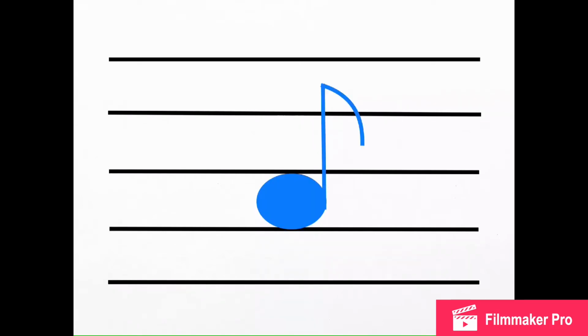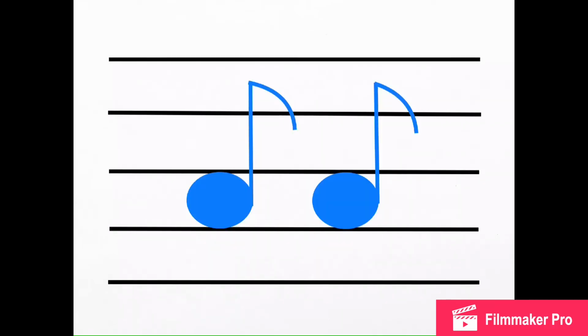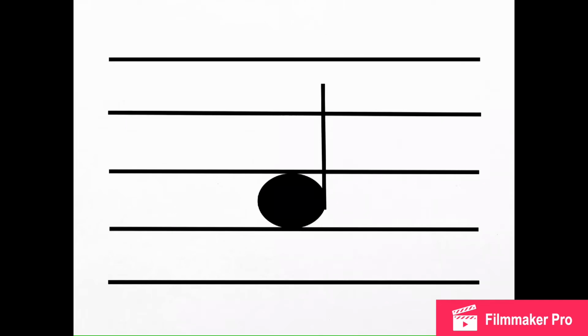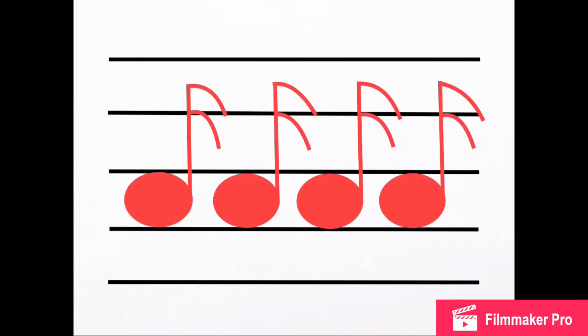This is eighth note, 8分音符. This is 16th note, 16分音符. And 1 quarter note equals to 2 eighth notes. And 1 quarter note equals to 4 16th notes.